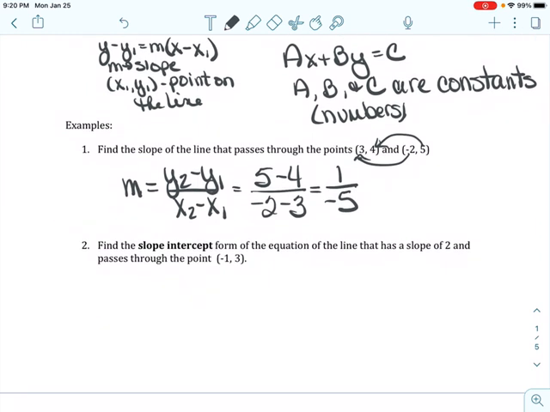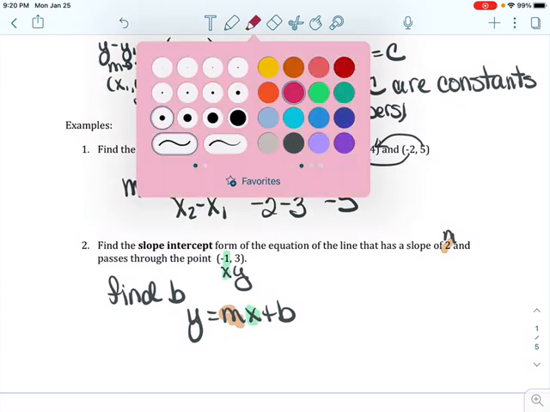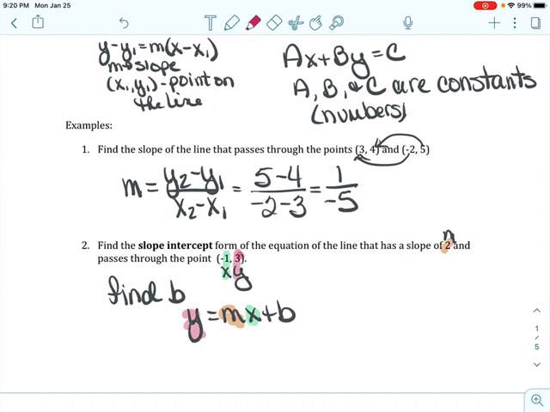Okay, so in this particular problem, we want our answer in slope-intercept form, which means I want my answer in y equals mx plus b form. So here's our slope, and these are x and y. So we need to find b, because to write the equation of a line, you need m and you need b in slope-intercept form. So I'm going to use our form, and I'm going to put 2 in for m. I'm going to put negative 1 in for x, and I'm going to put 3 in for y. And I'm going to solve for b.